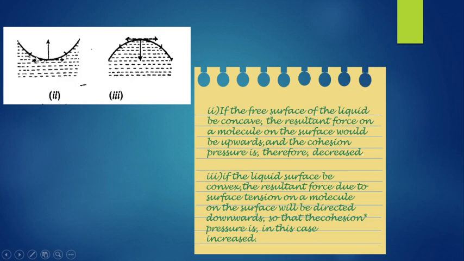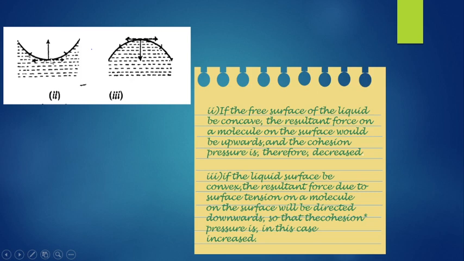The surface tension acts tangential to the surface. Here in the concave shaped surface, the surface tension acts tangential to the surface, so it can be resolved into two components, one horizontal and the other vertical.